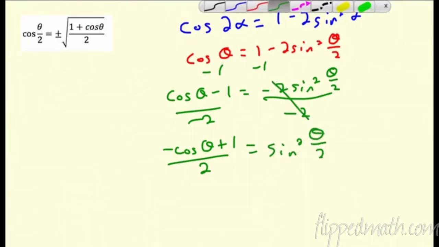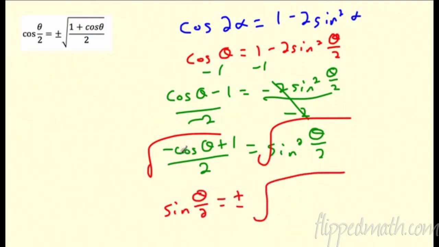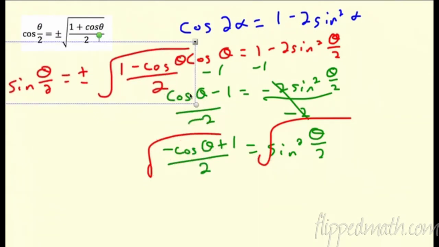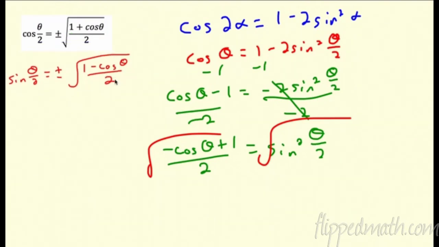Again, maybe you're just holding out for the finale. Here it comes. What do I do to both sides? I have to square root it to get it by itself. I'm going to flip it so it looks a little prettier. The sine of theta over 2 equals, remember, plus or minus the square root of, instead of minus cosine plus 1, 1 minus cosine theta all over 2. There it is. That is the other half angle identity. Boom. So there's two of them. Fantastic. Pretty cool, huh?